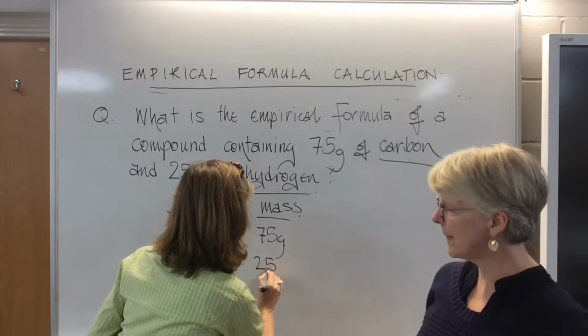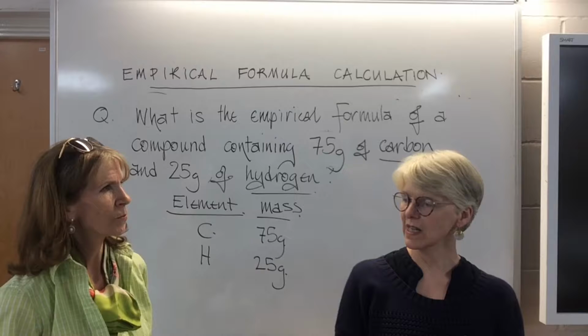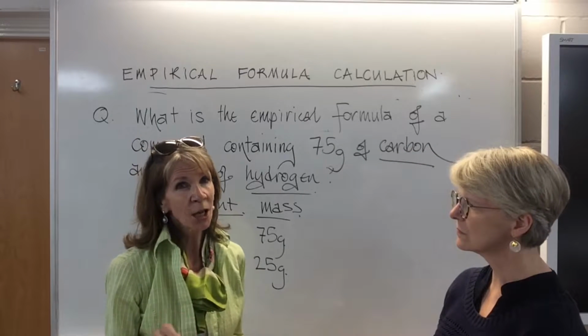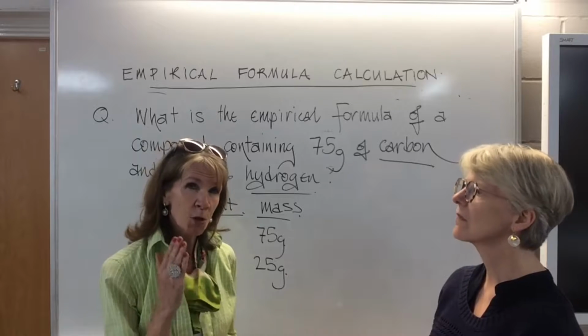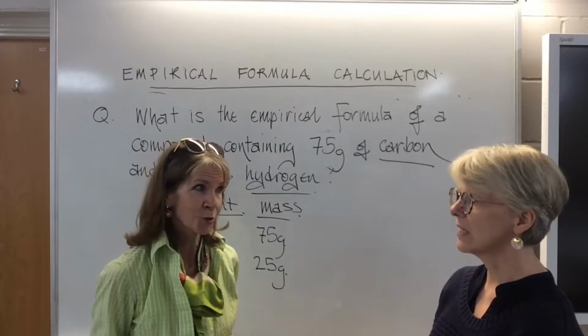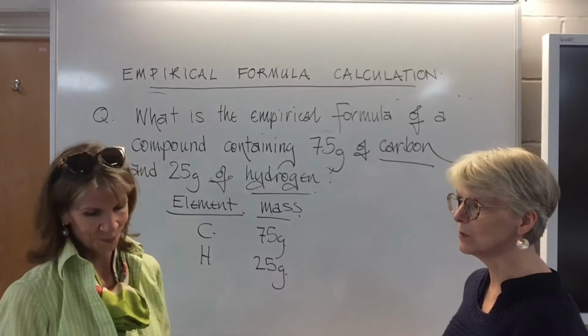But can we use the masses directly to work out the ratio of the elements? No. From mass, we can calculate the number of moles, and it's from the number of moles of each of the atoms that we work out the formula. So it's the ratio of moles. So another column for moles.